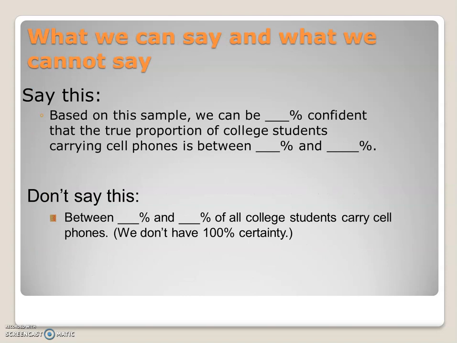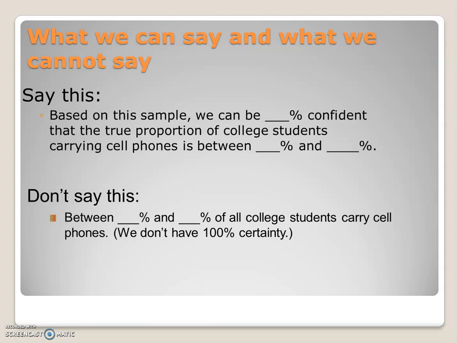Now, here goes that fill in the blank sentence that I absolutely 100% need you to know how to do, because you're going to write it a bajillion times. Based on the sample, we can be blank % confident. Like I said, this is usually 95, but I have seen others, so just be prepared for that. That the true proportion of, make sure you put your units in. This one is college students carrying cell phones. Whatever your units are, I don't care. Make sure you put them in, is between blank and blank.